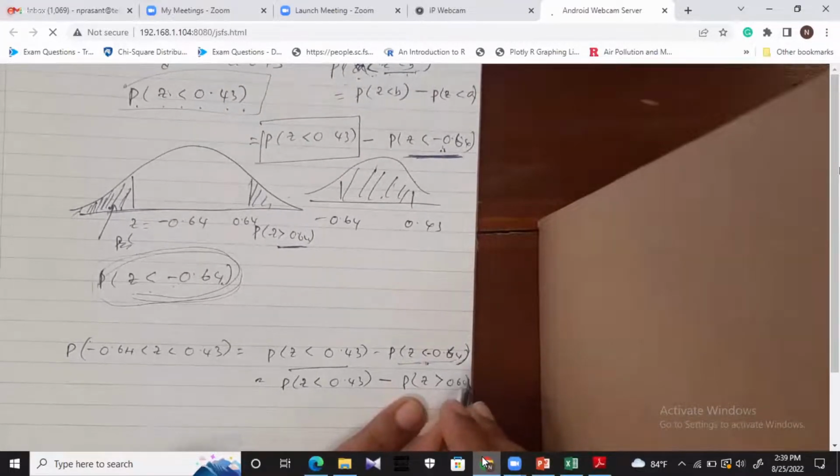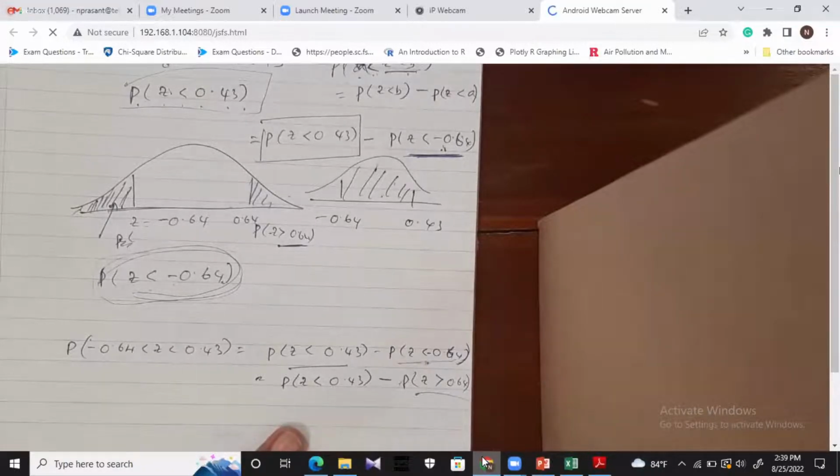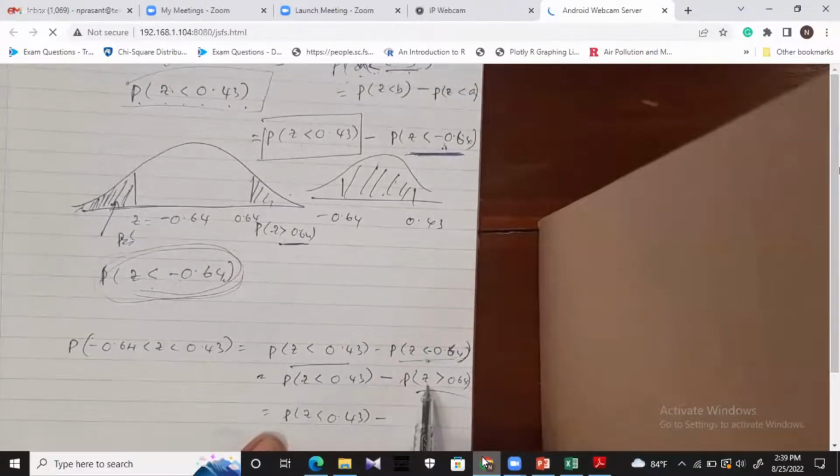Okay. Now we have both positive values. Positive values can be read from the table, but there's still a problem with the second term. Why? Greater than probabilities cannot be found directly from the table. We can only find less than probabilities. Therefore, we write the expression again. Z greater than 0.64 is what?